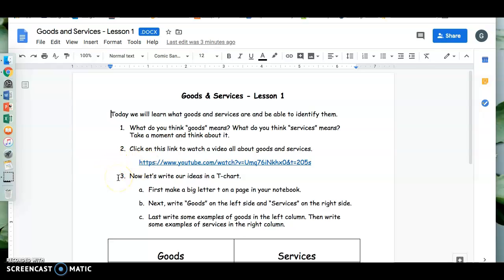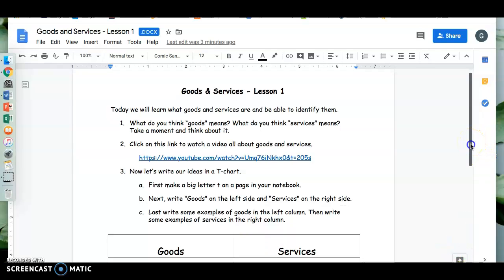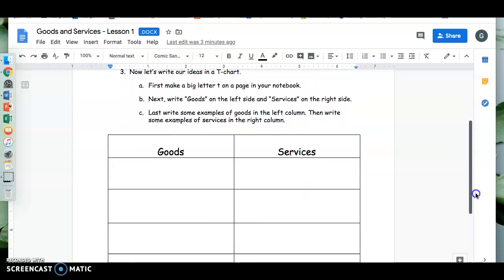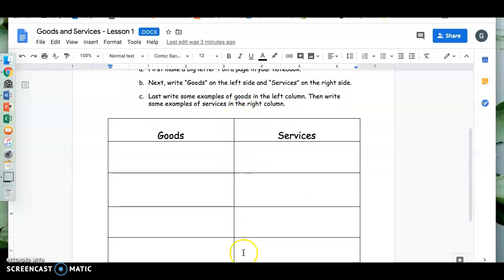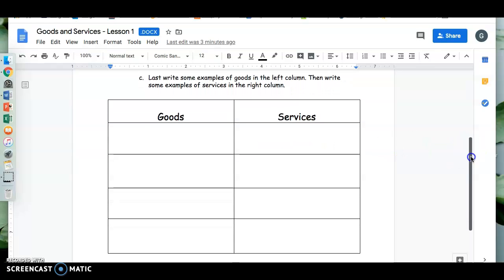Now, let's write our ideas in a T-chart. First, make a big T on a page in your notebook. Next, write goods on the left column and write services on the right. Last, write some examples of goods in the left column and some examples of services on the right.